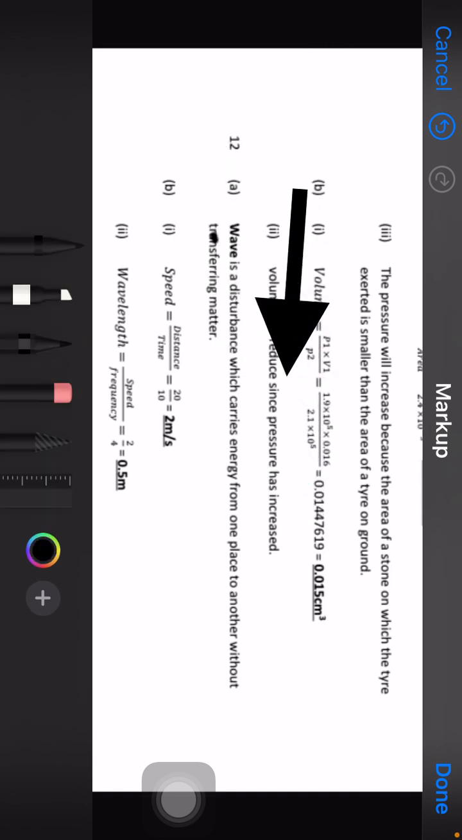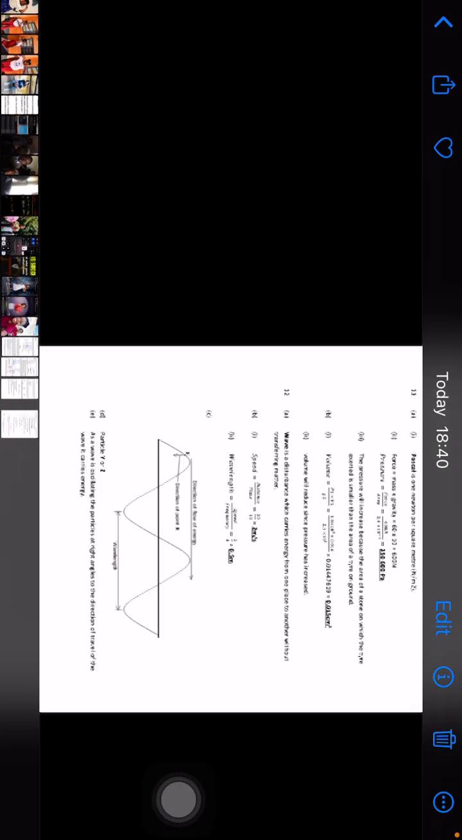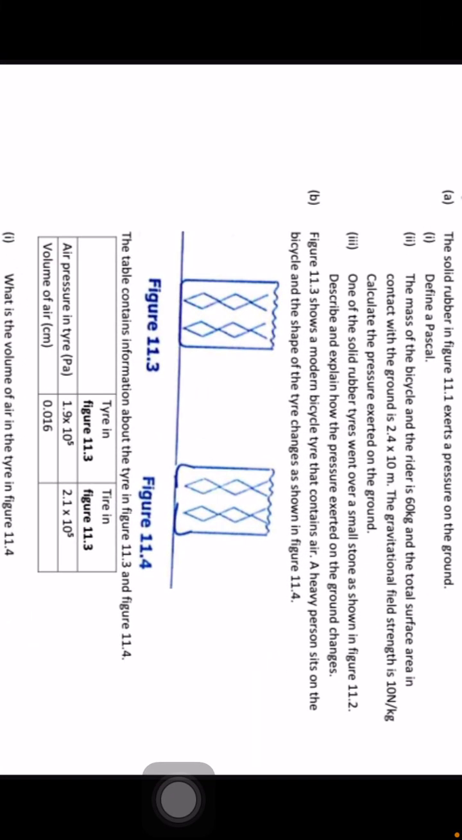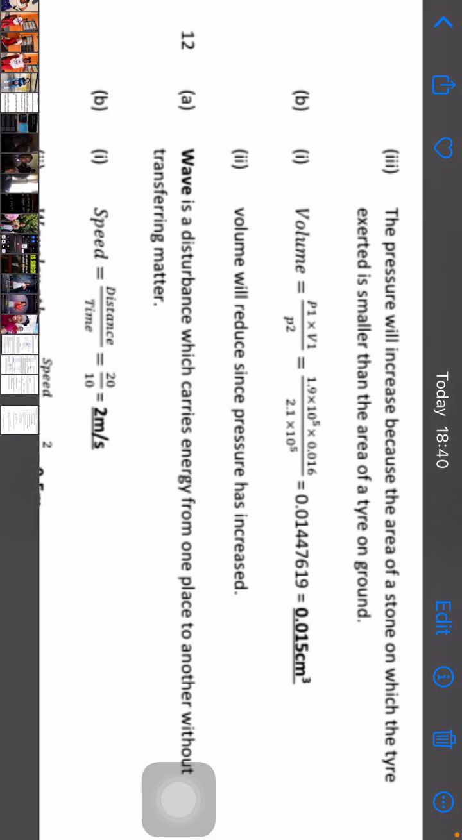So now we go back to the question. Okay, the last question. This question reads, state one assumption that you made in arriving at your answer. Okay. An assumption. Let me get my pointer.